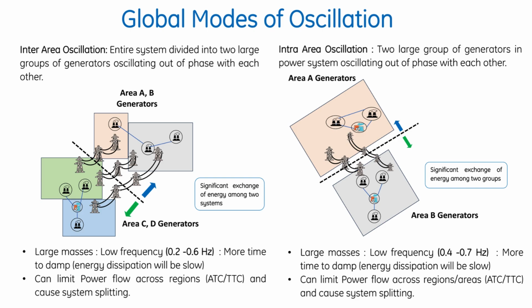Because they involve such huge parts of the system and span such long distances, local controls aren't enough. Local controls, like a PSS on one generator, have very little effect on these massive slow swings. Their low frequency and wide geographical spread make them incredibly difficult to damp out using only local measures. So what do you do? You generally need coordinated wide area control schemes, things that can look at the bigger picture and coordinate actions across different regions or different major generators. It's a much bigger control challenge.